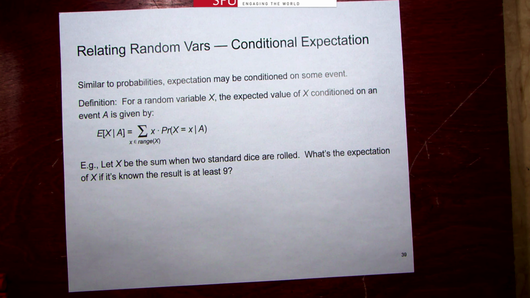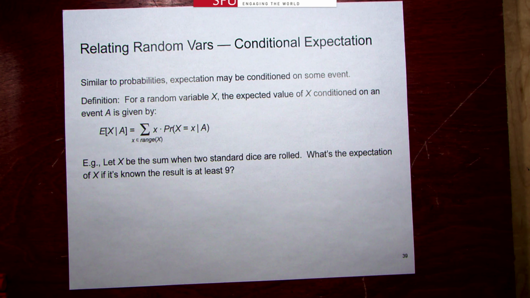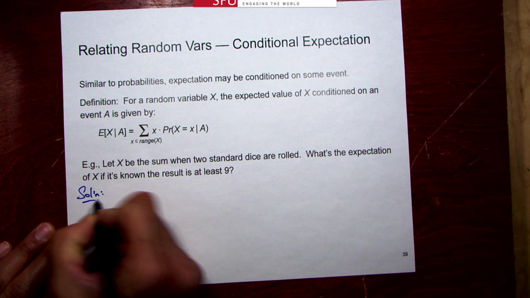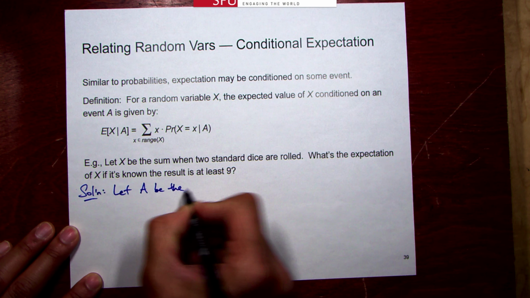Okay, so let's do an example of this just to make sure that we're all together. Suppose 2 standard dice are rolled. What's the expectation if it's known the result is at least 9? The expectation if we didn't have that extra information is 7. But we know that the number can be either 9, 10, 11, or 12. So those are the only possibilities now. Okay, so let A be the event: the sum is at least 9.